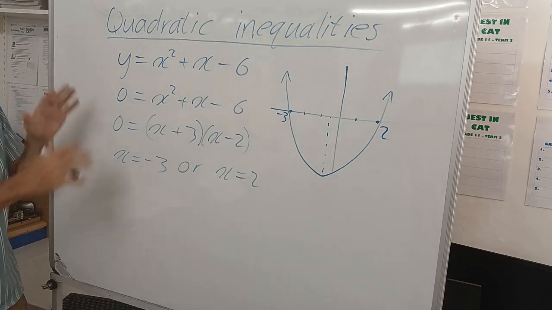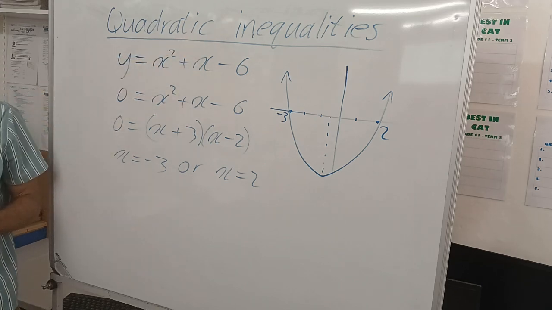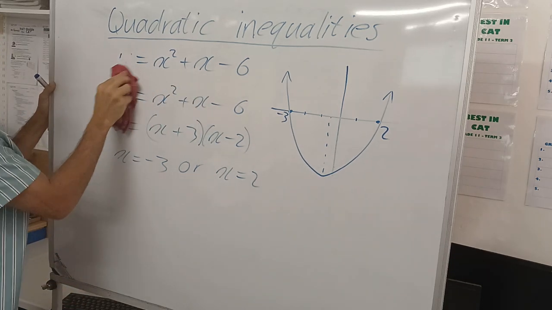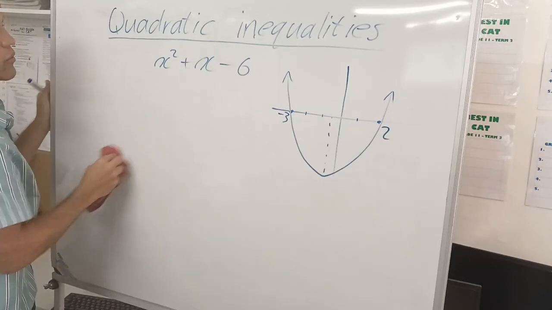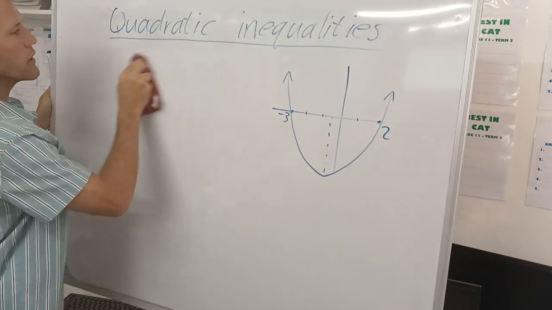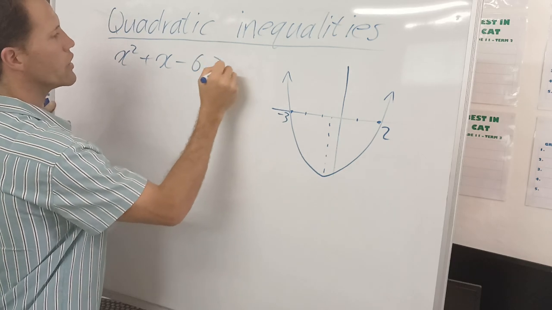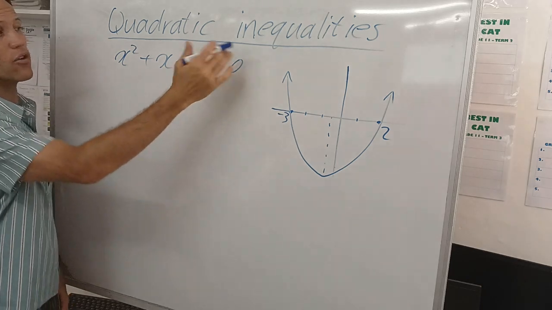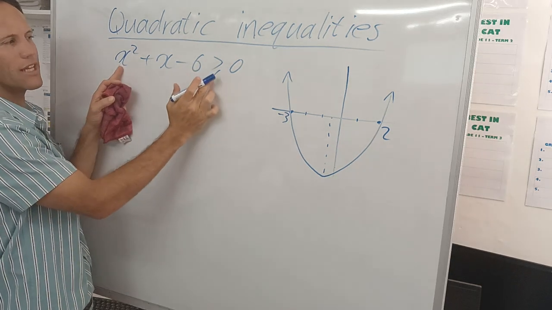That's just a bit of background into what's now coming with inequalities. Now this is the parabola. If we say, instead of all the things I did here, where is x squared plus x minus 6 bigger or equal to 0? Let's say that's the question. Now it's not equal to 0, it's bigger or equal to 0, so it's called an inequality. Where is the graph bigger or equal to 0?